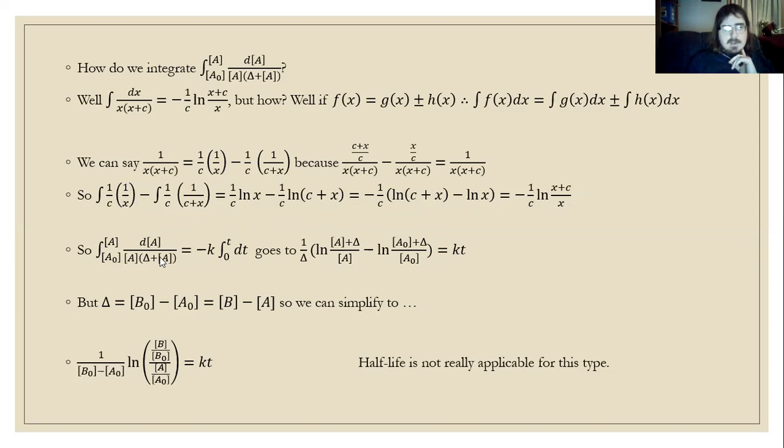Now evaluating that from A sub 0 to A becomes ln of (A over (A plus delta)) minus ln of (A sub naught over (A naught plus delta)). Hot mess. But that delta is B naught minus A naught. We can simplify this to 1 over (B naught minus A naught) times ln of (B over B naught) times (A naught over A). So looking at the ratio of those concentrations is equal to kt.